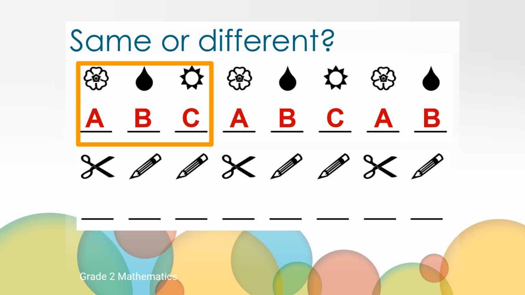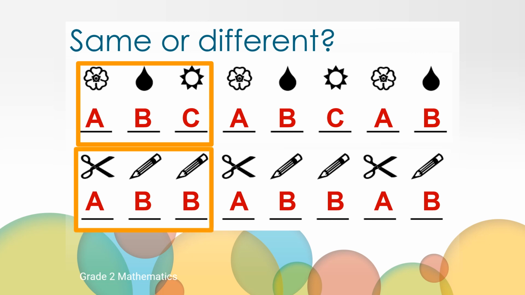Let's do the next pattern. Say the letters out loud together with me. A, B, B. A, B, B. A, B. Looking at the core, we see that it's different than the one before because it's an ABB pattern.